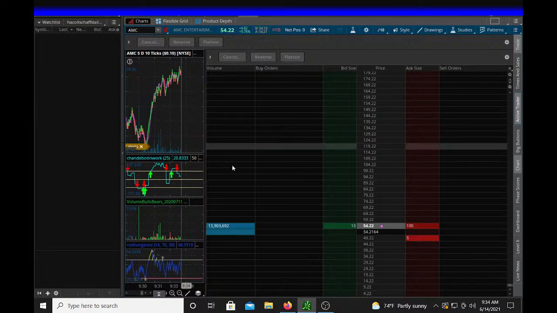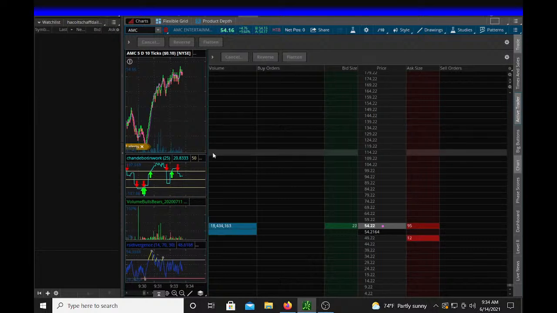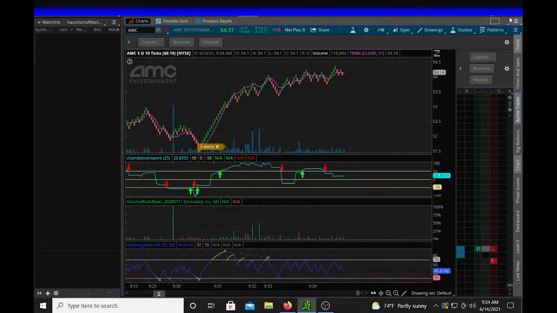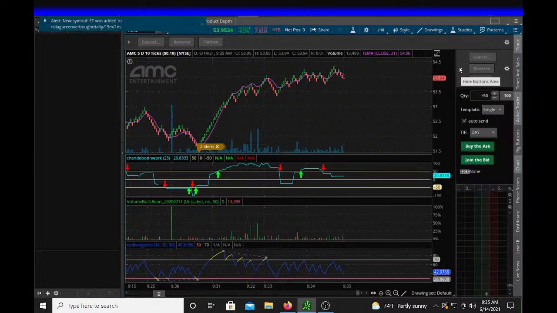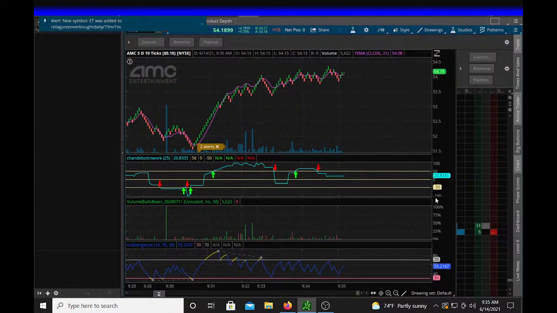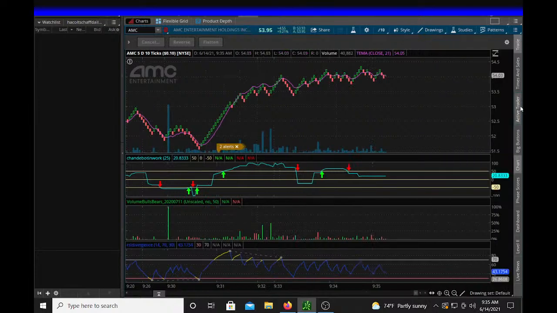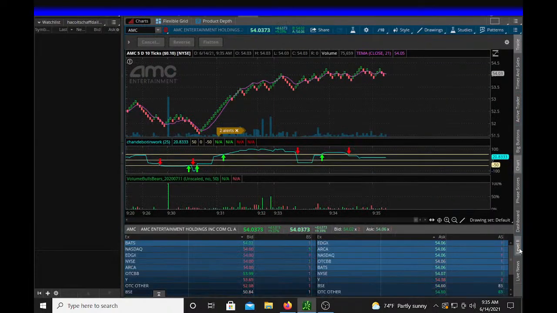Oh man, what could I have been searching for to have it that far over? All right. So you would join the bid, or the ask, or whatever. There we go. Let's get rid of that. Let's look at level 2 here.